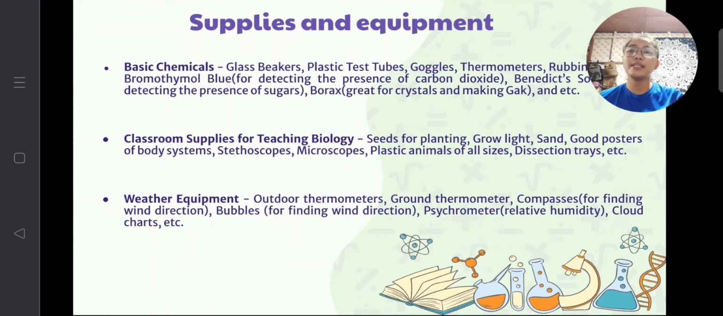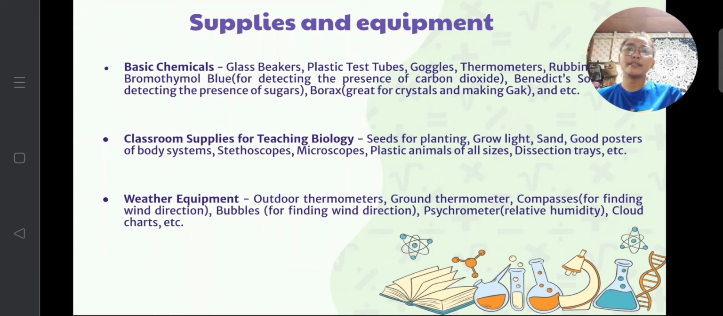So first, the basic chemicals, such as the glass beakers, plastic test tubes, goggles for the safety of the eyes, the thermometers, also the rubbing alcohol, and also bromothymol blue for detecting the presence of carbon dioxide, and borax also for growing crystals and making gak, and so on.